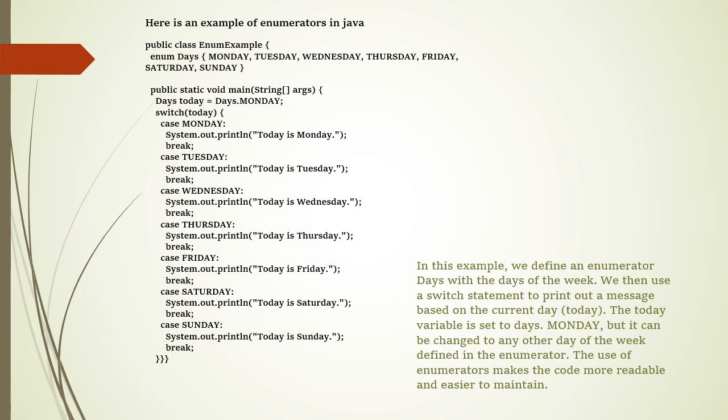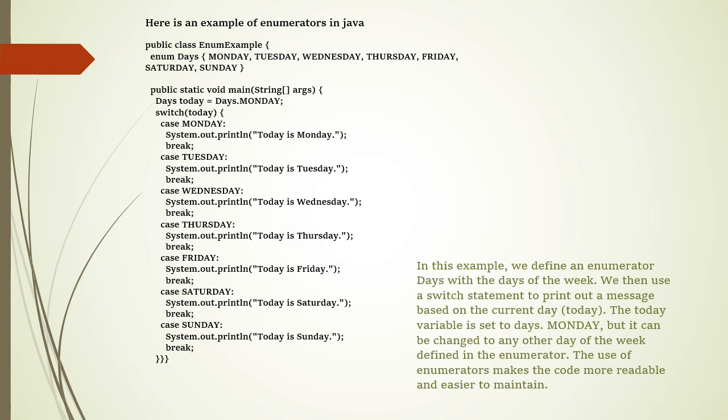So when it encounters the case Monday, it is going to print today is Monday, and it is going to break and come out of the switch statement. If today has the value Tuesday, then it is going to come for the case Tuesday. Similarly, if it is not Tuesday, then it is going to check with Wednesday. Similarly Thursday, Friday, Saturday, and if the case is Sunday, then it is going to print today is Sunday. So here we define an enumerator Days with the days of the week. Then we use a switch statement to print out a message based on the current day. So the today variable is set to the Days.